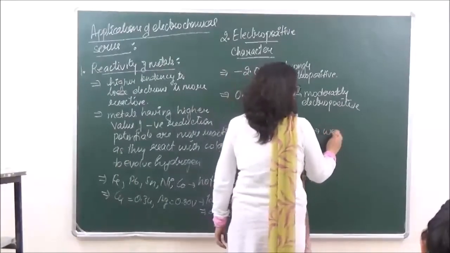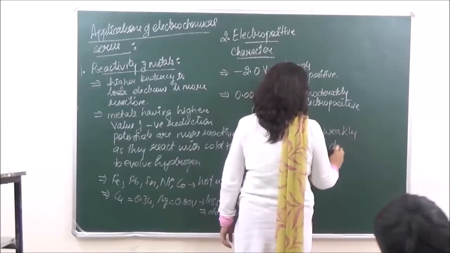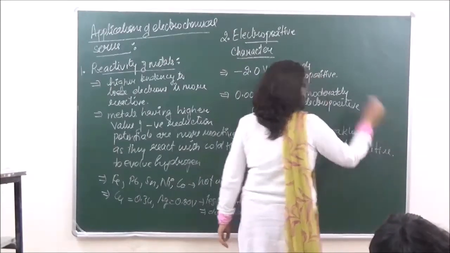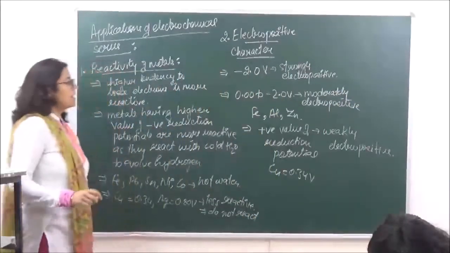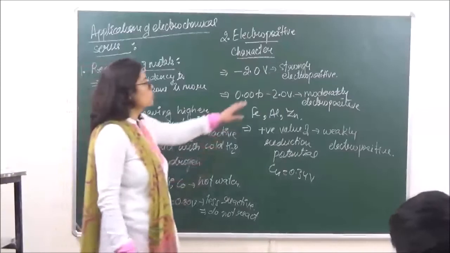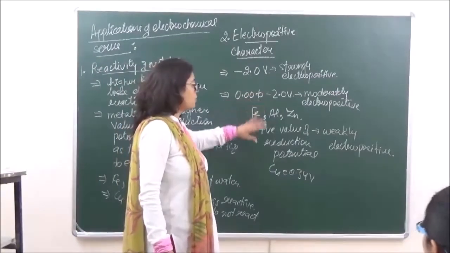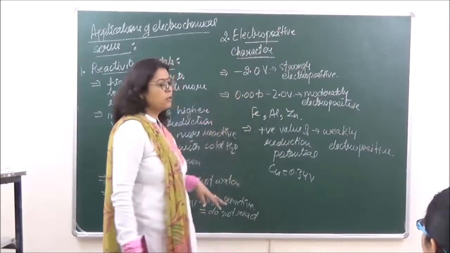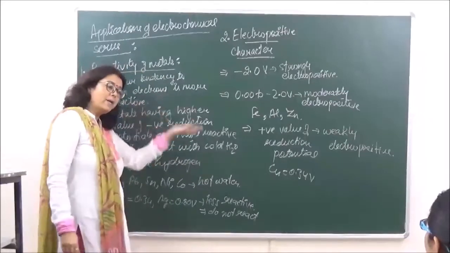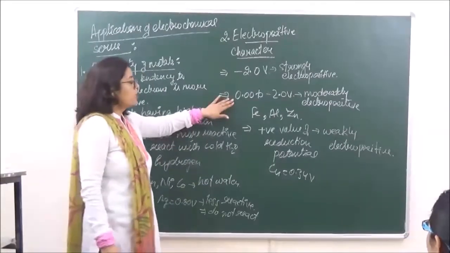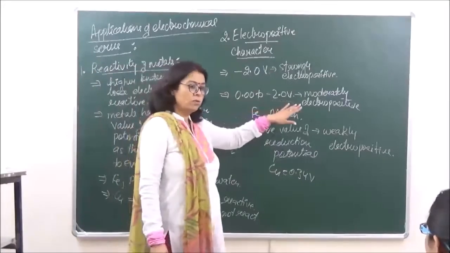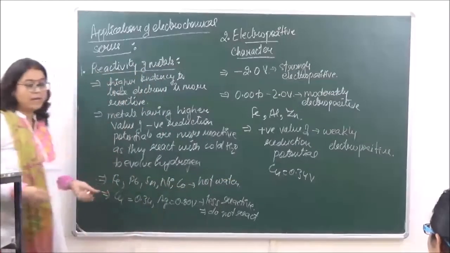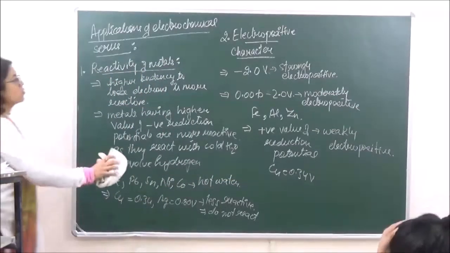So we have again categorized these elements into strongly electropositive, moderately electropositive and weakly electropositive. Strongly electropositive will have reduction potential values of minus 2.0 to higher negative values. Then moderately electropositive, anything between 0 to minus 2, and positive values are going to be weakly electropositive, right? So this is the second application of electrochemical series.